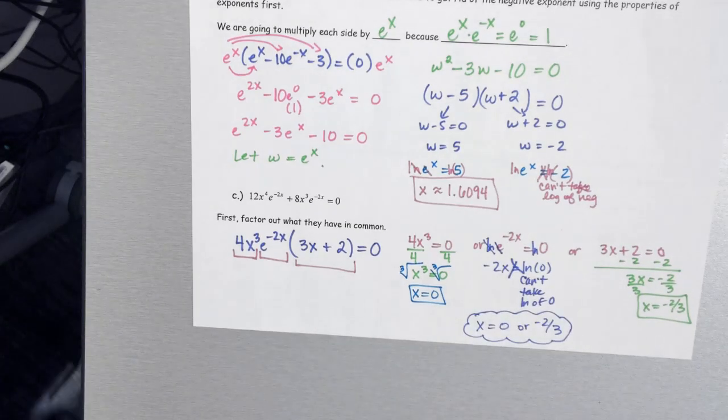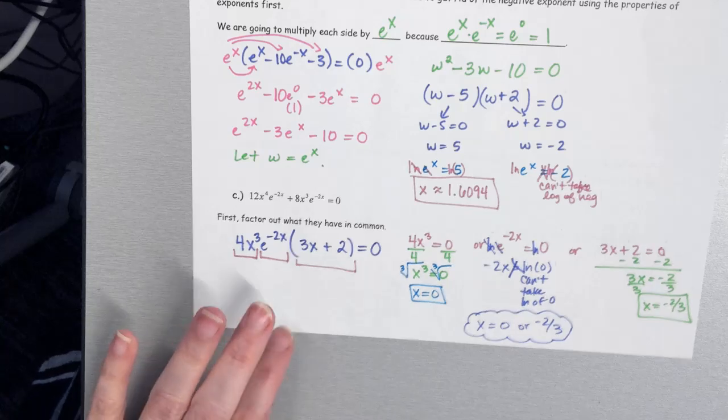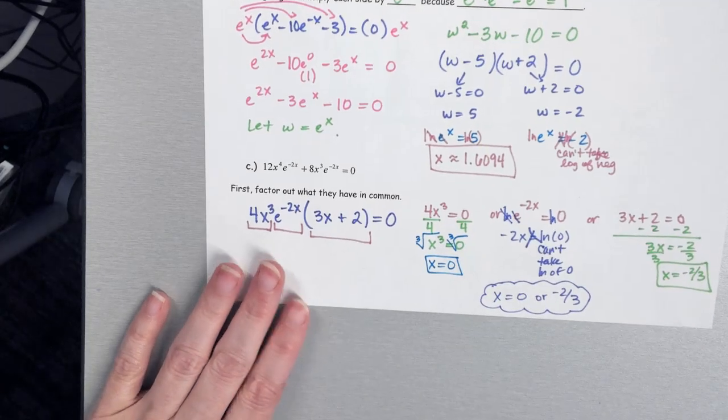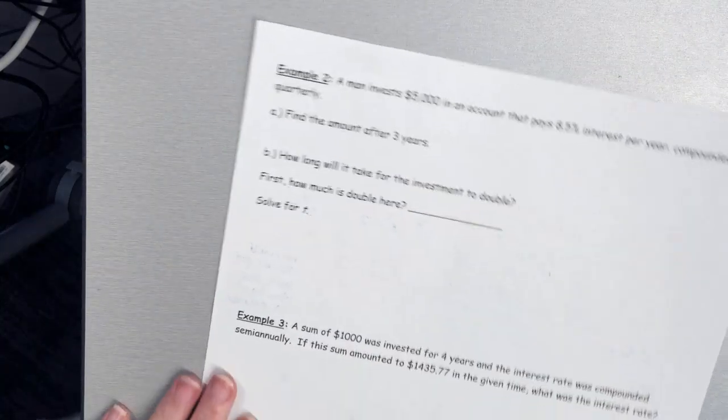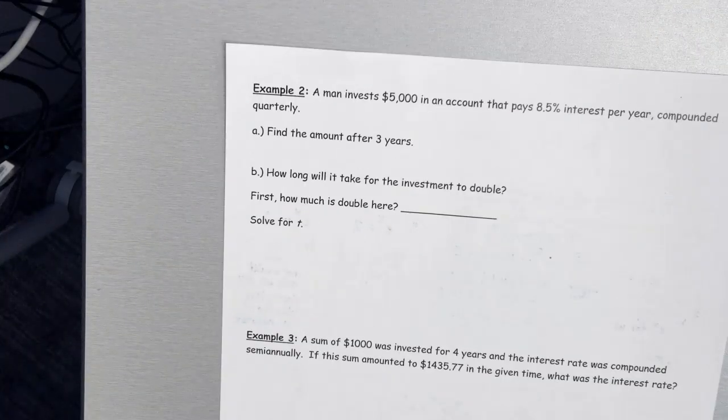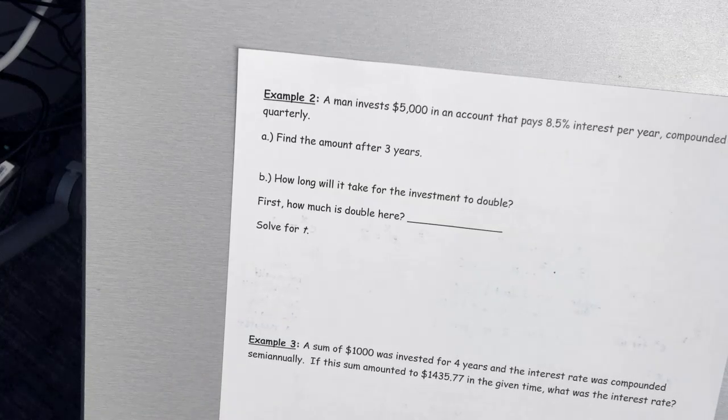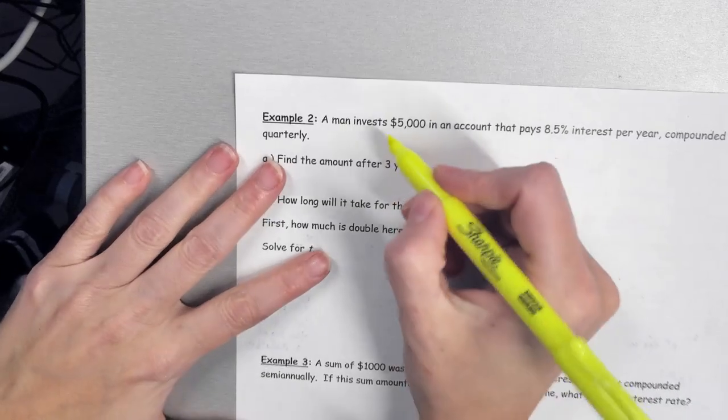All right, so now we are going to use the logs to solve. And our friends are back. We have our good old account formula for compounding interest. So a man invests $5,000 in an account that pays 8.5% interest per year, compounded quarterly.